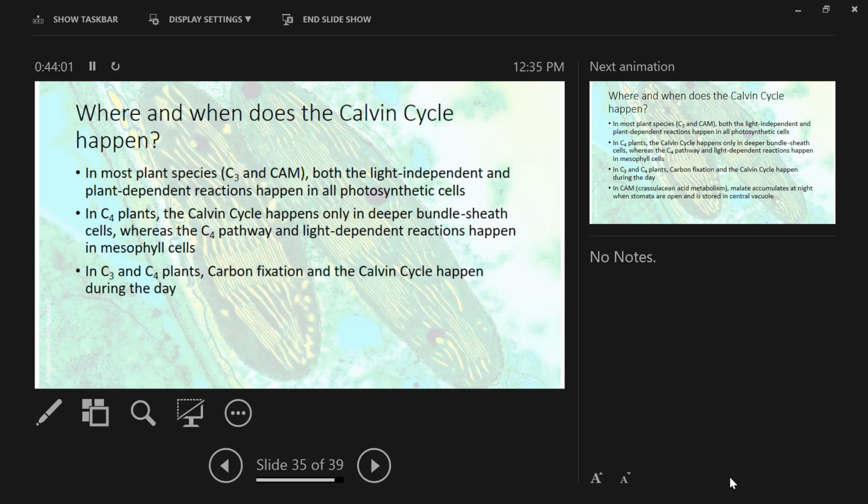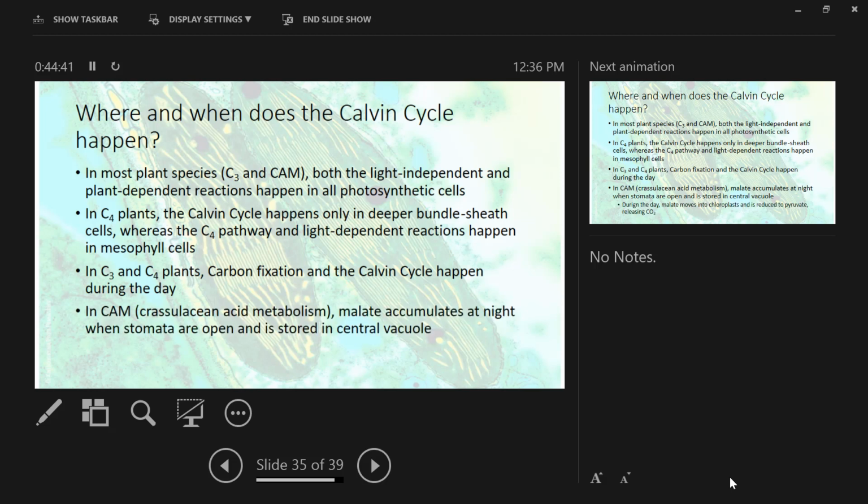Now in C3 and C4 plants, carbon fixation and the Calvin cycle happen during the day. Even when the stomata are closed during the day, in C4 plants, they're still doing the Calvin cycle during the day, and fixing carbon just in a tissue deep enough that sunlight can't penetrate. So for those tissues, it's equivalent to being at night, because there's no sunlight penetrating.